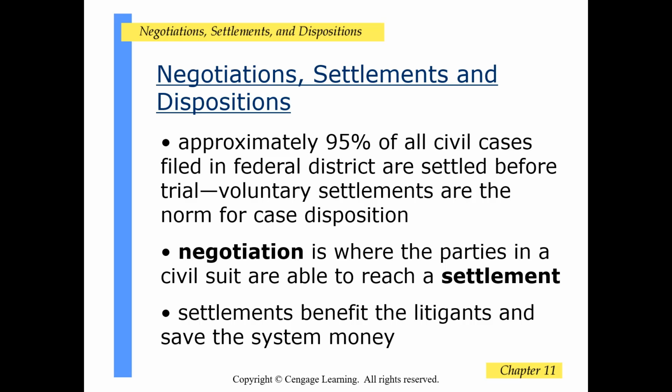Negotiations, settlements, and dispositions are part of approximately 95% of all civil cases filed in federal district court that are settled before trial. Negotiation is where the parties in a civil suit are able to reach a settlement. Settlements benefit the litigants and save the court system time and money.